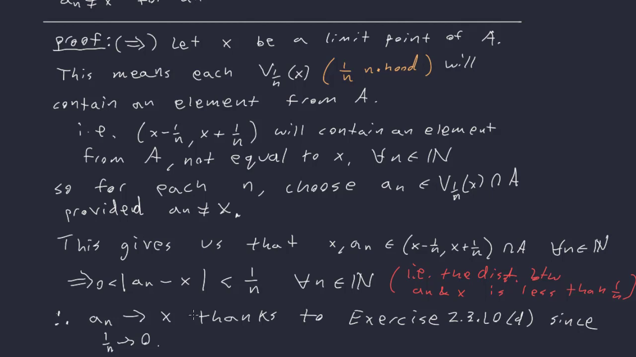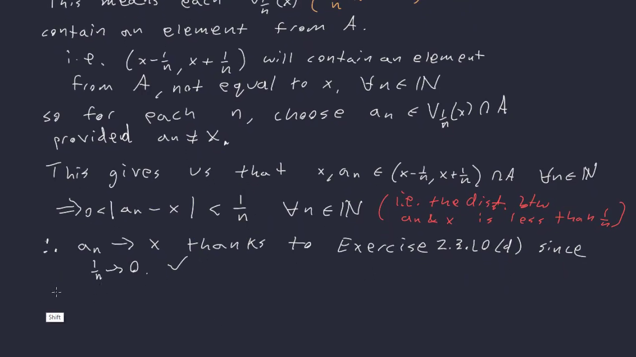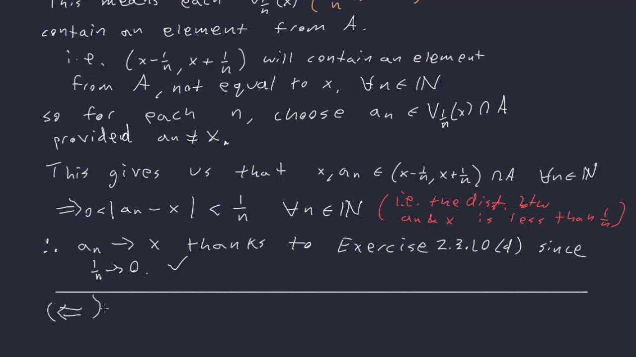Okay? All right, so there's the first direction taken care of, that if x is a limit point, then it actually is the limit of a sequence from A. Now we're going to prove the other direction. So what we want for the other direction is to show that if there exists a sequence in A that converges to x, then x has to be a limit point, i.e. a cluster point of the set.